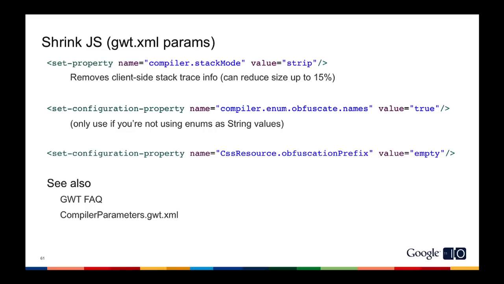The compiler stack mode, stack stripping as it's called, will remove a lot of info that can be used in client-side stack traces, and you can typically get up to a 15% reduction from this. There's also a new property to obfuscate the enum names. So if you use enum types in your app extensively, you might want to look at this. We're talking about bytes here.